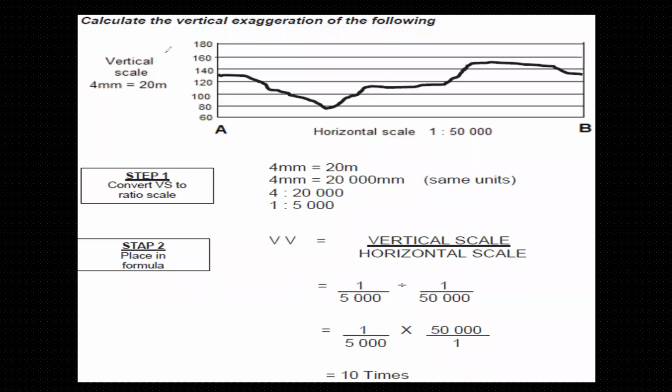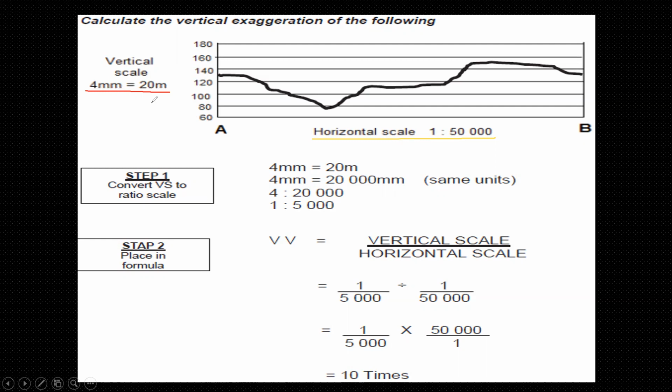So your question in your test or exam may be to calculate your vertical exaggeration of your following cross section. They have given you a vertical scale, and they have given you your horizontal scale. But here we can see that your units are not the same. Here we have a ratio scale, and here we have a different scale of 4 millimeters equals 20 meters. They are not apples to apples, so we cannot compare them together. So we need to change your vertical scale into a ratio scale.